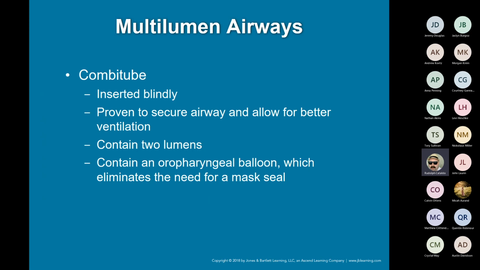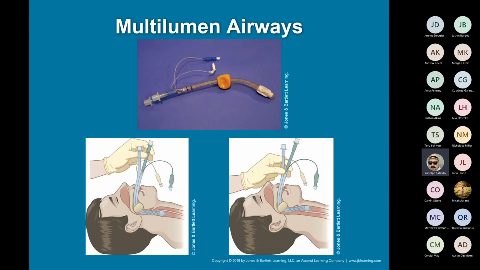Next are multi-lumen, dual lumen, combi tubes. Like I said, they were inserted blindly. They had 2 different cuffs. They had 2 different ports. One went to the esophagus. One went to the trachea. Let's see if we can get a picture here. Right here. So I've got port 1 for my BVM, and I've got port 2 for my BVM. So once it was inserted, one went into the trachea, one went into the esophagus.